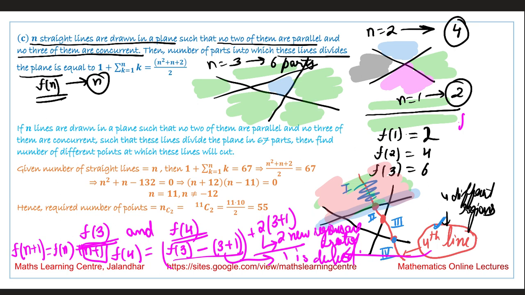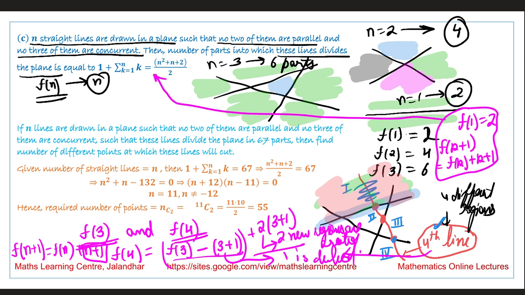We are saying the value of f of 1 is equal to 2, and we have the relation that f of k plus 1 is equal to f of k plus k plus 1. If we solve this recurrence relation, we obtain the final answer in this form: the total number of regions is 1 plus sigma k equals 1 to n of k, that is equal to (n square plus n plus 2) by 2. So these are the total number of regions that we will have.